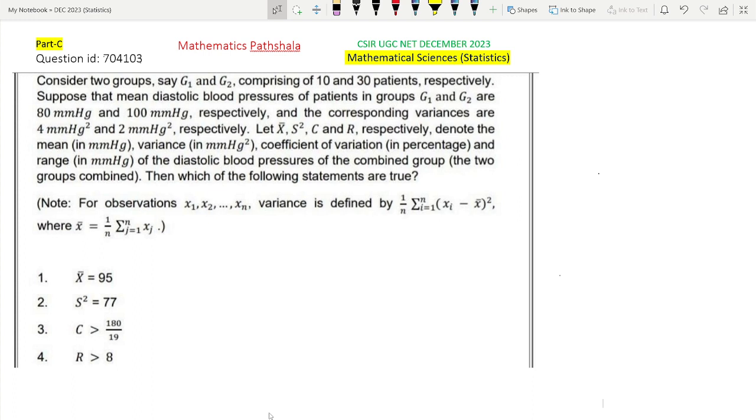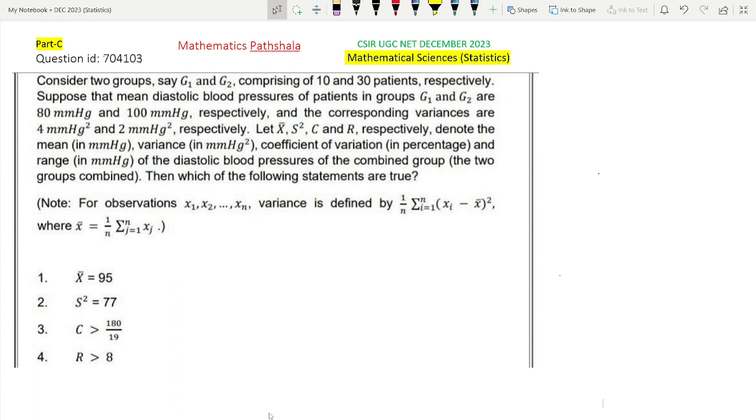This is a problem of CSIR UGC NET December 2023 Mathematical Sciences, and this is the question from statistics. The question ID is 704103. First we read the question.